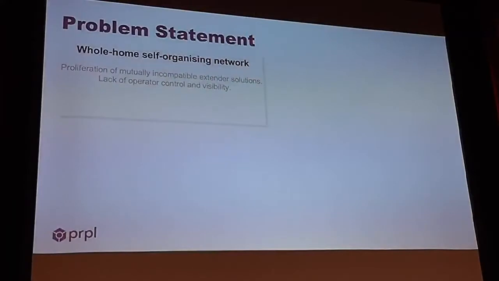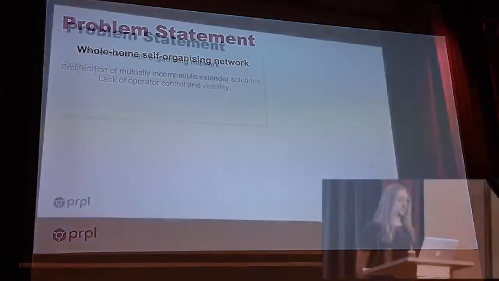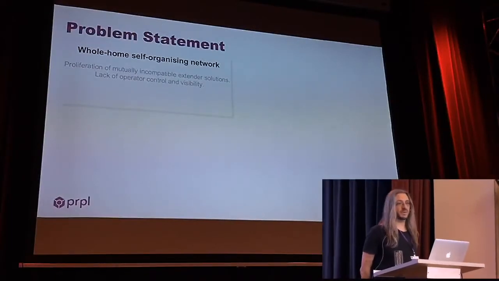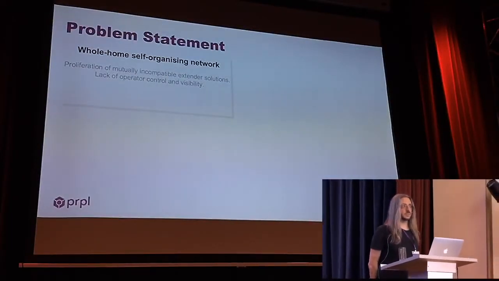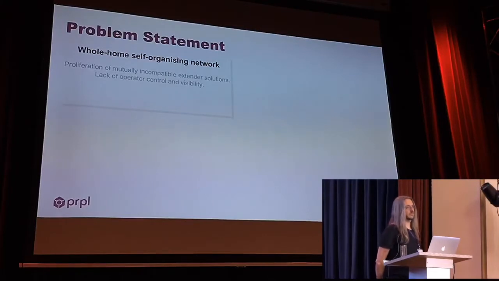Right. So problem number one, and in my defense, in the color scheme that I had organized there was a number 1 on that, but you can't see it, is the whole home self-organizing network. There are solutions out there. There are many mutually incompatible extender solutions. Some of those might be hackish. One of the reasons is that interoperability between different silicon vendors, especially when it comes to backhaul links, the links over which extenders are connected and have to relay traffic from stations, is not standardized.